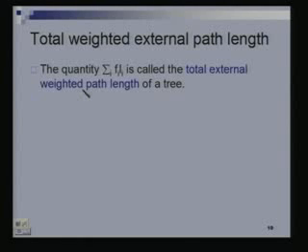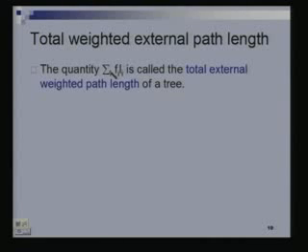Right? Should be very easy to see why. External, because we are talking only about external nodes, which are our leaves. What is their path length? The length of the path from the root to the leaf, which is basically the number of levels. Weighted. Why weighted? Because we are multiplying it by the frequencies. And why total? Because we are summing it up.